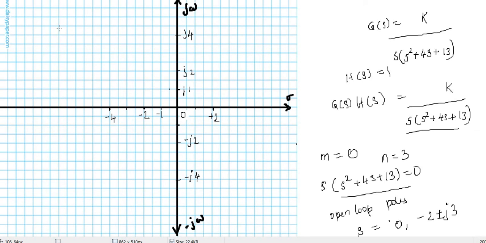So the next step is to locate all open loop poles and zeros in the graph sheet or S-plane. Here we don't have any open loop zeros, so we need to locate only the open loop poles. The first open loop pole is at s equal to 0, that is here. This is the location of one pole.